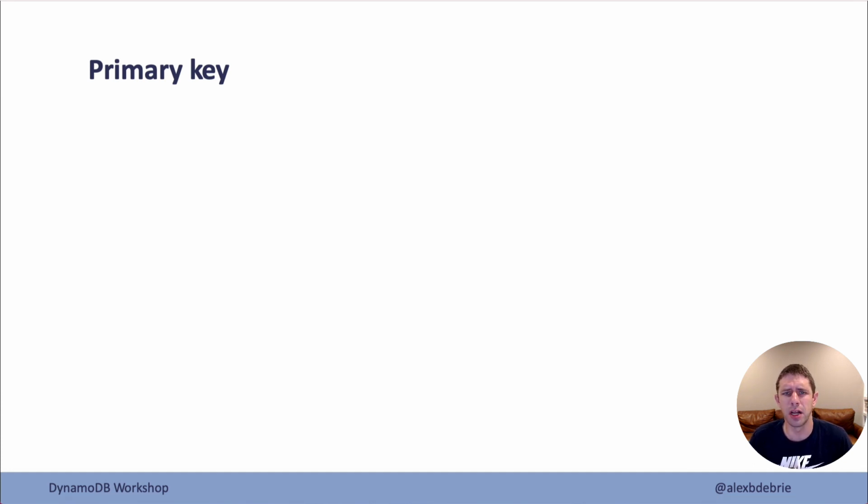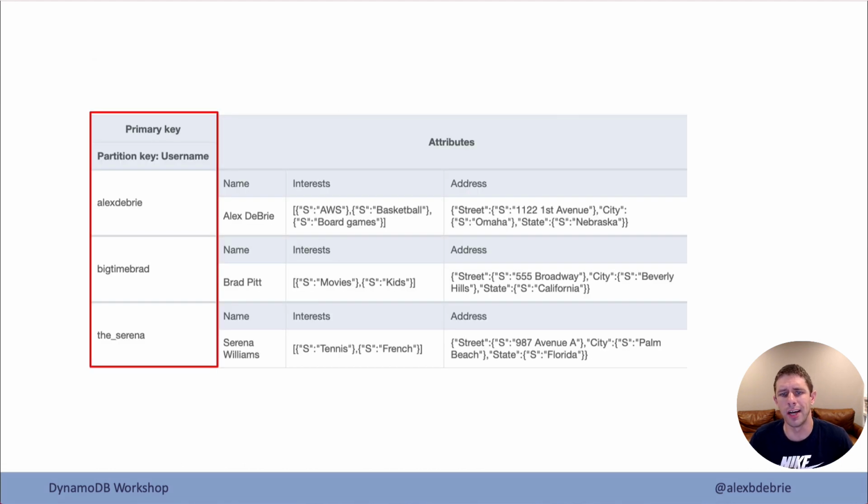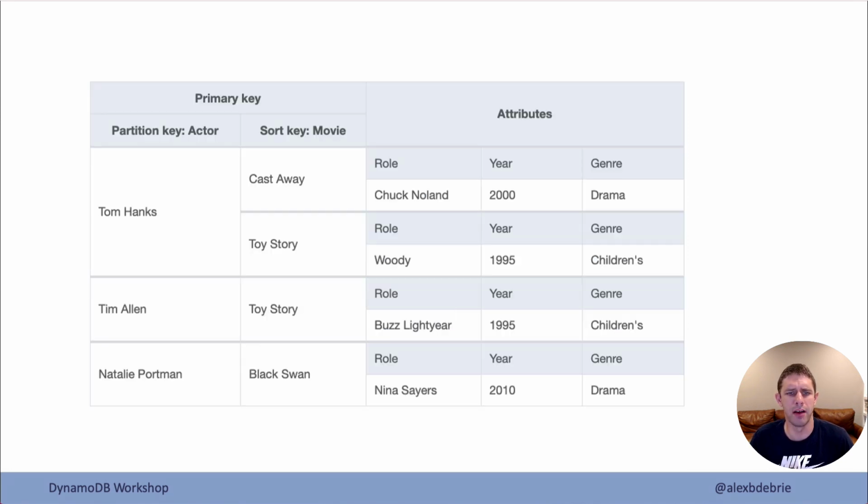There are 2 types of primary key. First of all, there's the simple primary key, which has just a partition key. That's what we had with our users table, with that username as the primary key. And you can also have what's called a composite primary key, which is made up of 2 elements, a partition key and a sort key. So again, our last example had a table with a simple primary key. Let's look at a table that has a composite primary key, and here's what we have here.